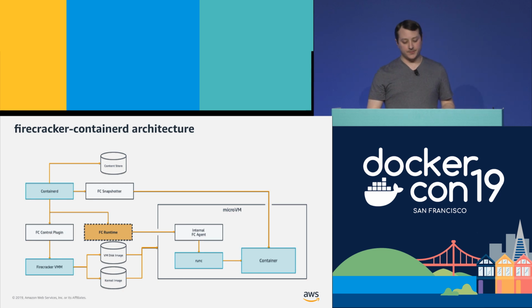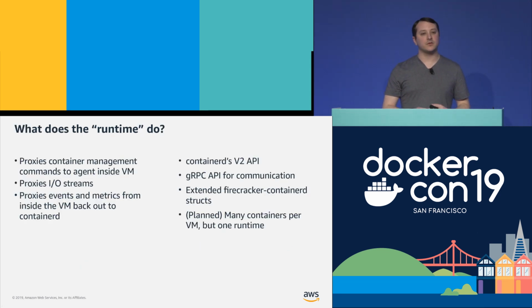So next I want to talk about the runtime. This is the component that runs outside of the VM and is responsible for proxying instructions to the component that runs inside the VM, the agent. It's responsible for taking commands and also the input and output streams for every container that runs, proxying events that happen, like a container starting or container stopping, and proxying things like metrics from within the VM to containerd outside. We implemented this with containerd's v2 API instead of the OCI standard, as we felt like it gave us a little bit more flexibility in how we can implement the runtime.